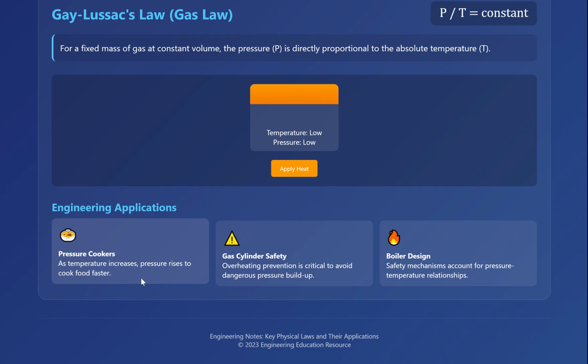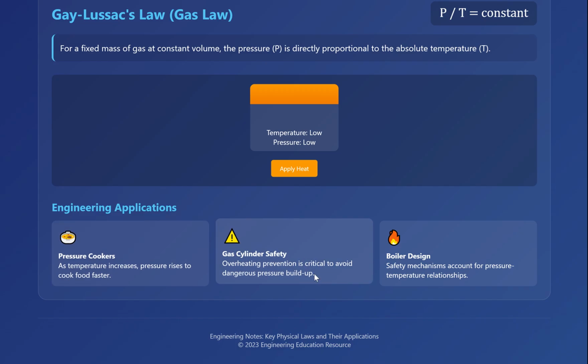So when they are keeping volume constant, when you tighten your lid, you put the pressure cooker on your cooking vessel. When you increase the temperature of your heat, the pressure inside is increasing, and this increase in pressure inside causes the food to cook faster.